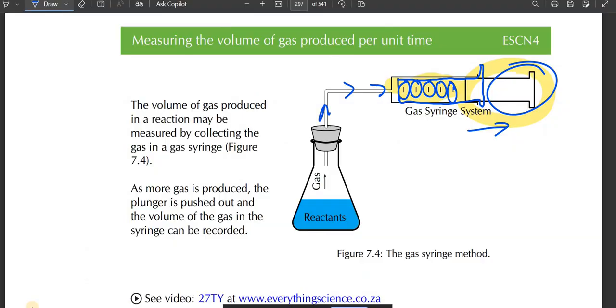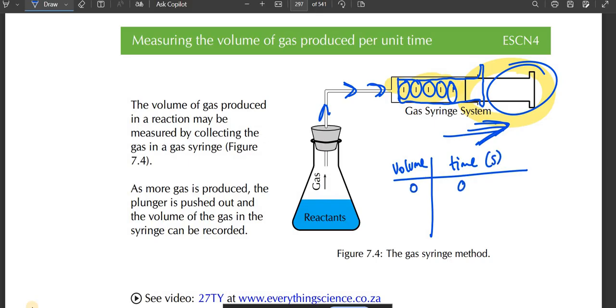Yes, so remember, as a nice illustration of how we collect the gas, as the gas is collecting inside here, the syringe is being pushed, right? And as that syringe is being pushed to that side, the gas is going to be pushing the syringe over time. So usually when you have your graph here, you're going to have volume of gas, and then you're going to have time.